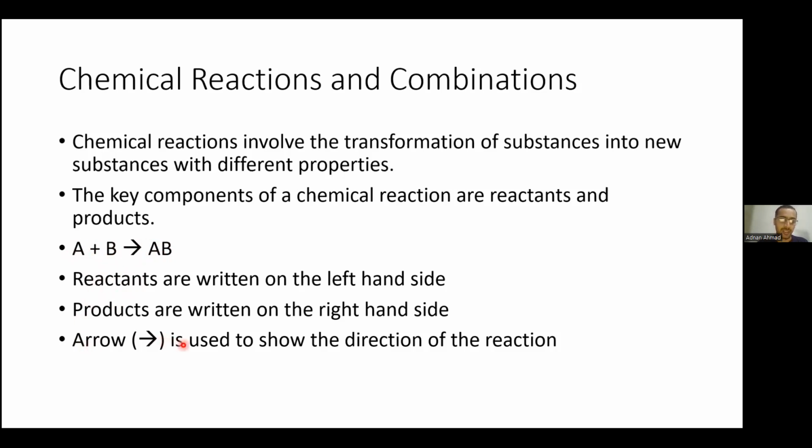So the arrow is used to show the direction of the reaction. We can see that the direction of this reaction is towards the right-hand side. This reaction is taking place from the left-hand side towards the right-hand side. Sometimes we have reversible reactions, and we use a double arrow which indicates that the products can also react with each other, or we can say that the products can decompose and change back to the reactants. So this is a simple example of how we normally represent chemical reactions.